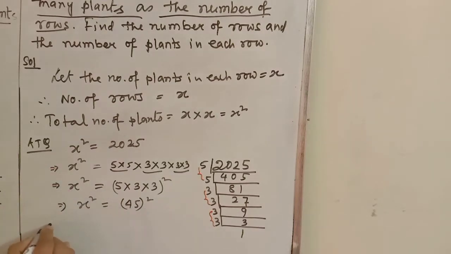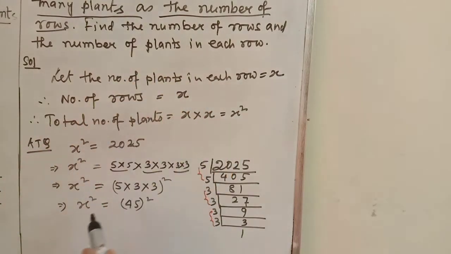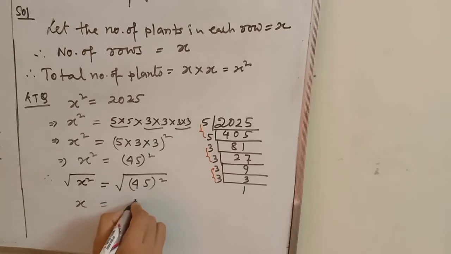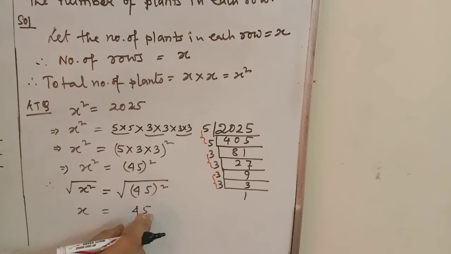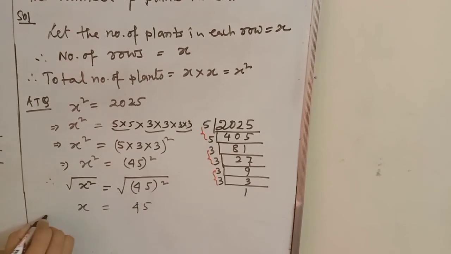x square is equal to... so you have to find the number of plants or number of rows. That means you have to find the value of x. Therefore, square root of x square is equal to square root of 45 square. Now, out of two numbers, the product of two numbers, you can take one. So number of plants equal to 45 and number of rows equal to 45. Therefore, you have to write the answer.